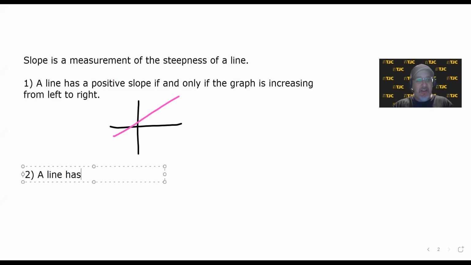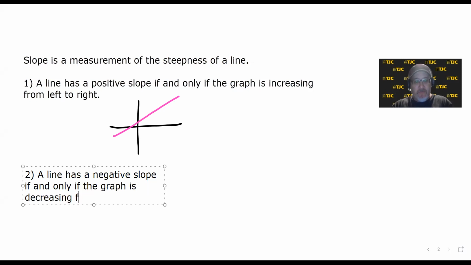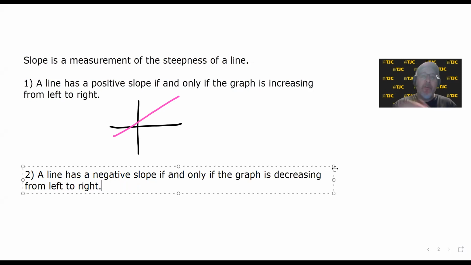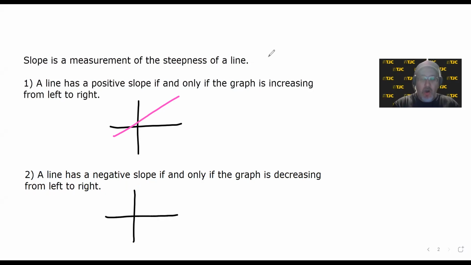A line has a negative slope if and only if the graph is decreasing from left to right. In other words, as you move from left to right, the graph is going down. So if I were to draw another line with a negative slope, it would just have to move downward as we move from left to right.